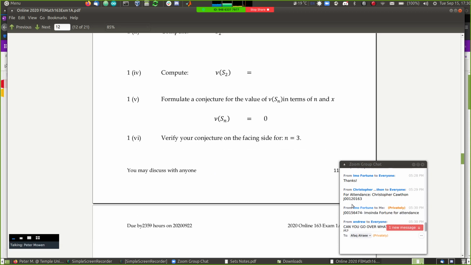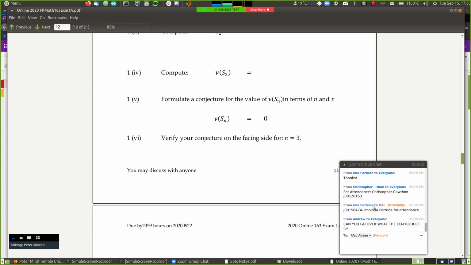Or, oh, okay, wait, hold on. Can you go over what the coproduct is? Yeah. Let me finish talking about this for a sec. So, formulate a conjecture for the value of Sn in terms of... I don't know why he has that here. And actually, my interpretation was wrong because that would have just been S sub 0. That would have gone up at the top. So maybe he's asking you to prove or disprove this statement, or maybe this is a typo. That's a question for him.